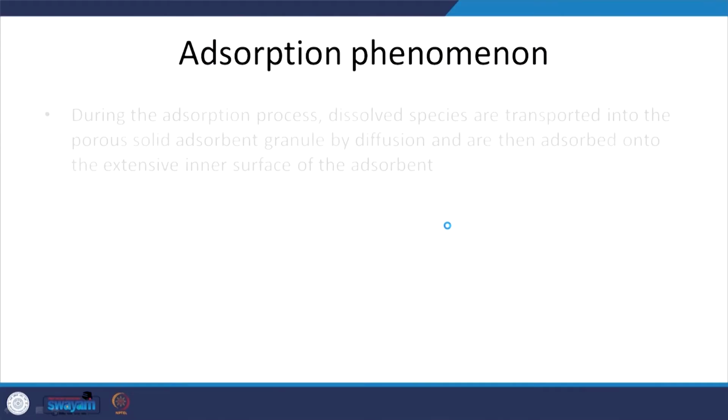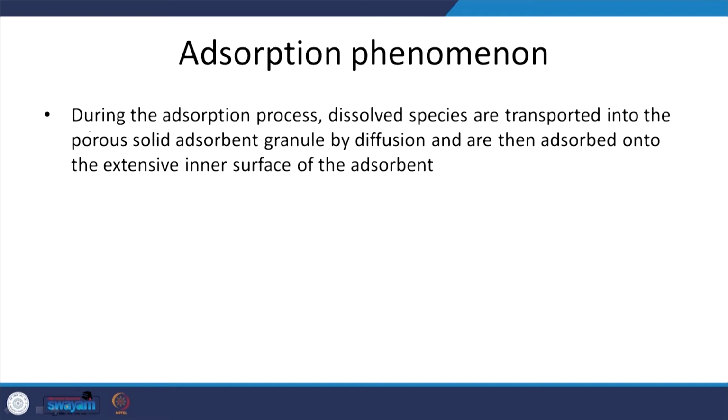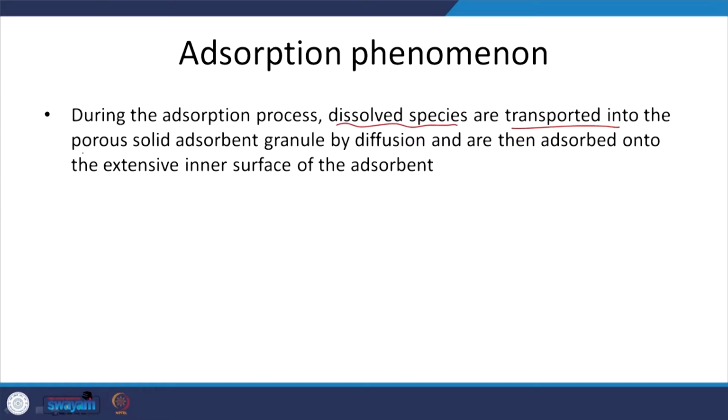So, the adsorption phenomenon. What is going to happen, or how is it going to happen? During the process, the compounds which are dissolved in the aqueous phase, meaning in water, are transported into the porous solid. So, the GAC that we are going to look at is porous. We will have a pretty good figure, but let me draw a very rough figure here. This is the pore here. The compound which is traveling along with the water is going to be transported to this porous solid. And what is the phenomenon? It is by diffusion, and then it is going to be adsorbed onto the inner surface of the adsorbent.